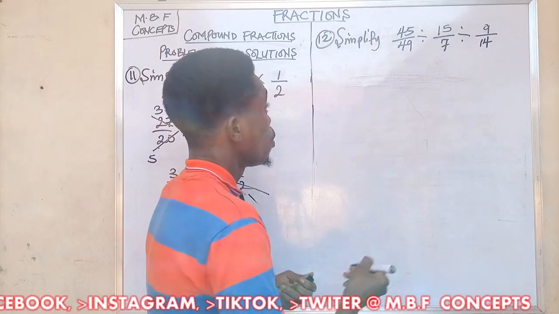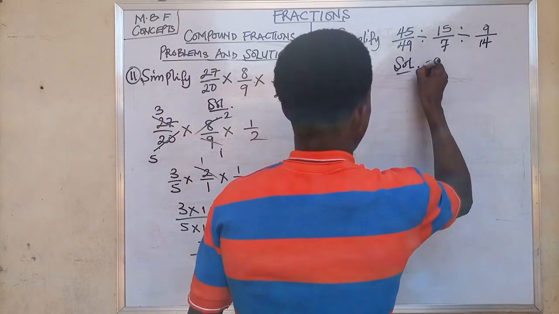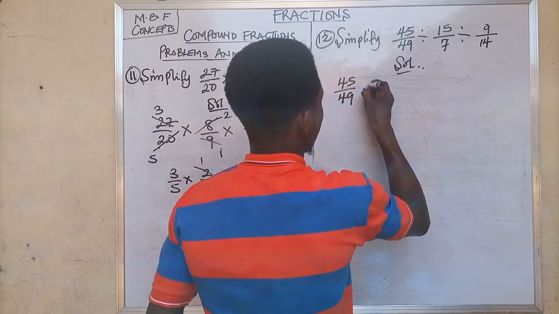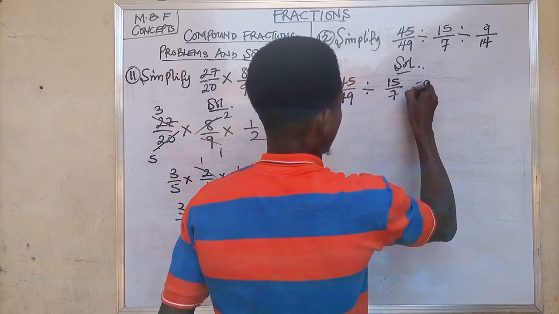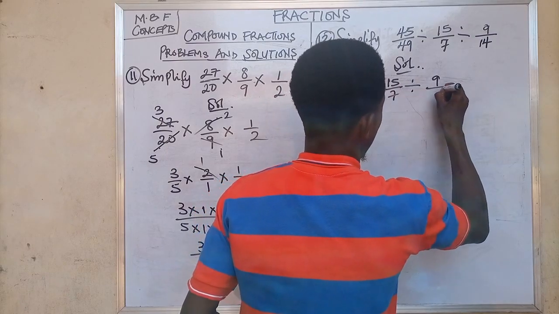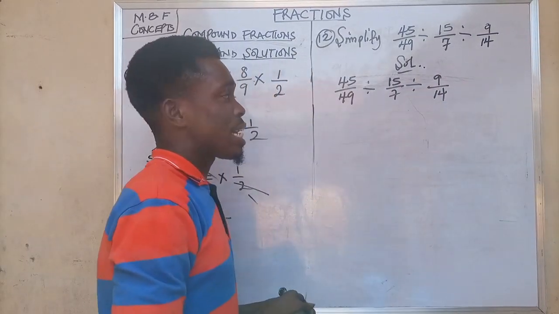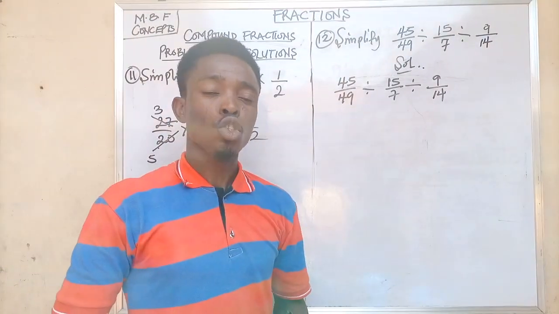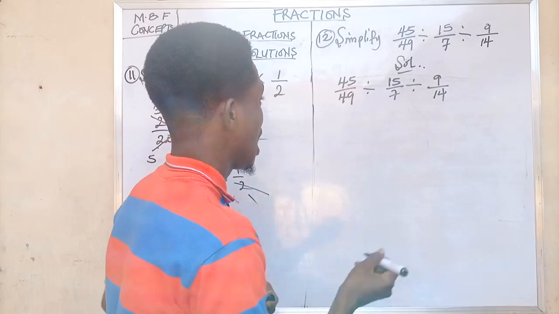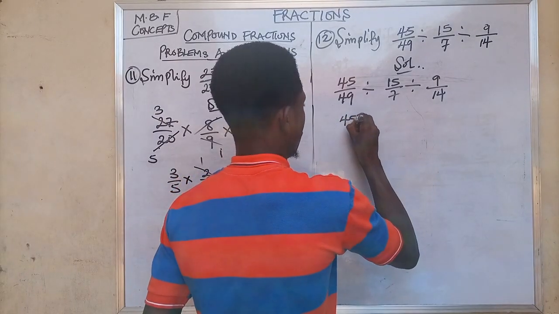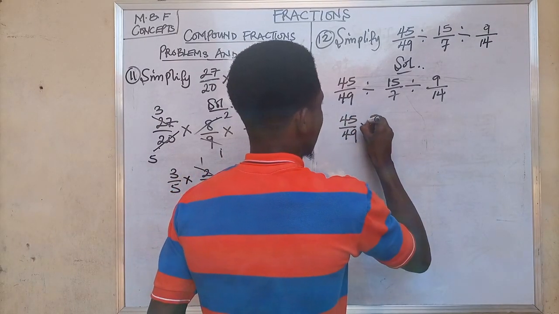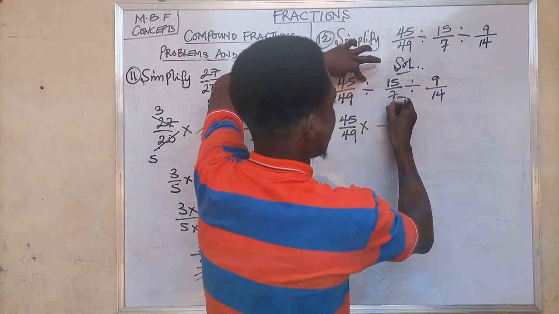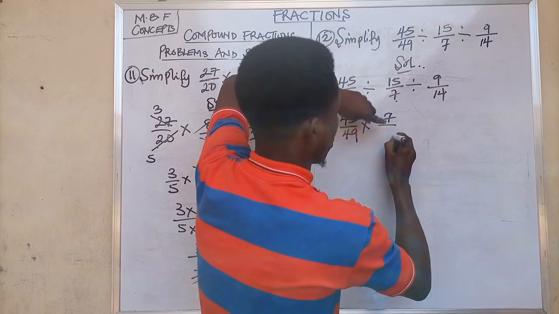Now, let's go. We have this as our solution and we repeat the question, which is 45 over 49 divided by 15 over 7 divided by 9 over 14. It's as simple as this. So guys, we will change the division sign to multiplication using the law of inversion. And hence, we are going to have 45 over 49 times. Now that you change this one to multiplication, put down your division, then the denominator will now become your numerator, and the numerator becomes the denominator.